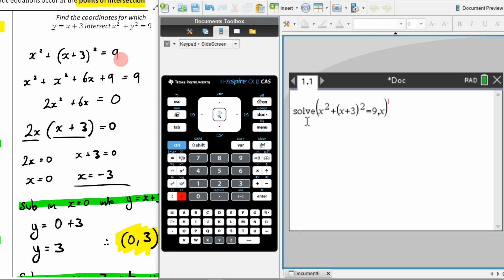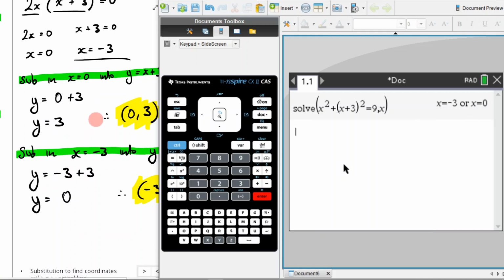I'm solving that for x. I hit enter, and those are the x values for which the intersections occur. X is equal to negative 3, which we found here, and x is equal to 0, which we found there. What we then did is we subbed them back into our rule, and I want to show you how you can do that with the CAS calculator. Now, in this example, it's pretty easy, so you could do it by hand, but if it's a more elaborate equation, it's very useful to know how to do this on the CAS calculator. It's essential to be able to do this on the CAS calculator.